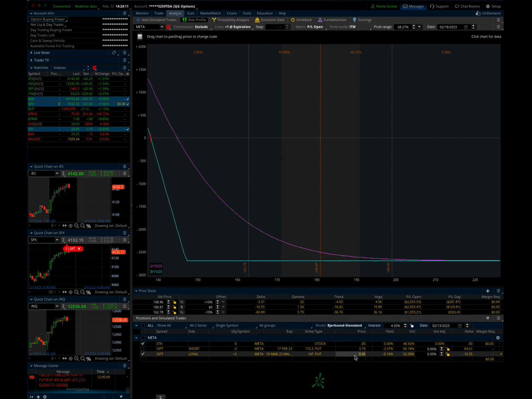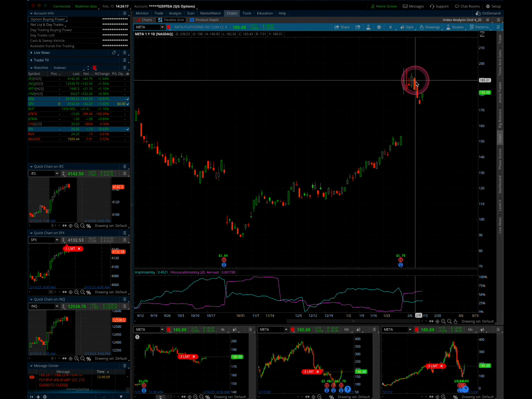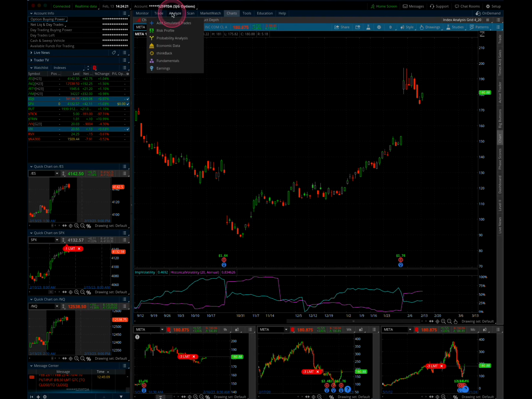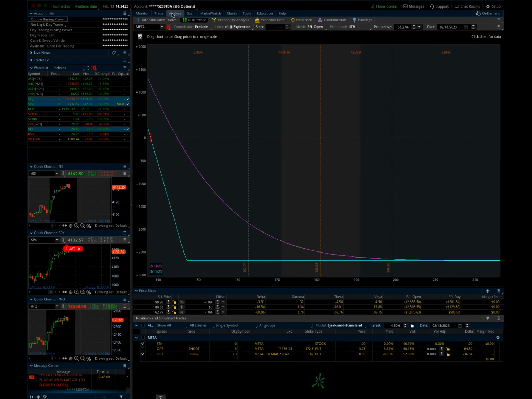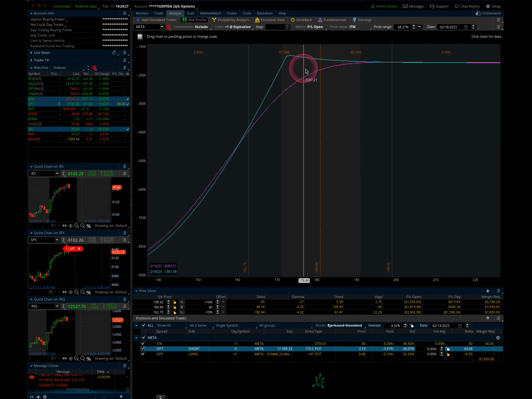So the way I ended up adjusting this was a couple days later when Meta started to have a little bit of a sell-off. It started to come down here like this. I went and I sold another put against that. By doing so, we ended up with a pattern that looked essentially like this. And at that point, then we were just waiting for some more decay to happen.